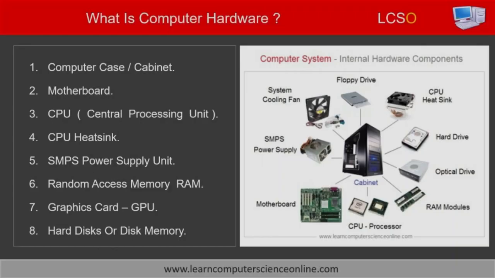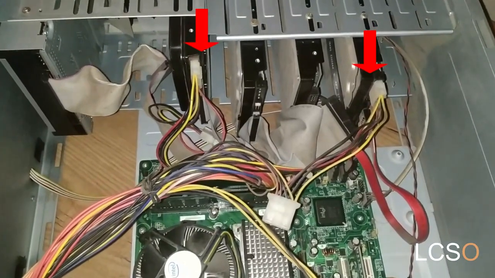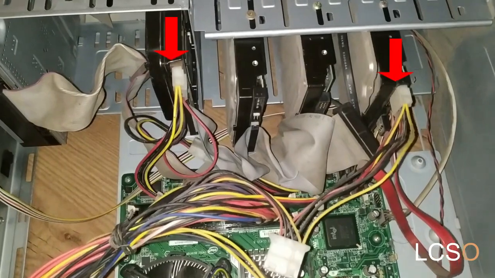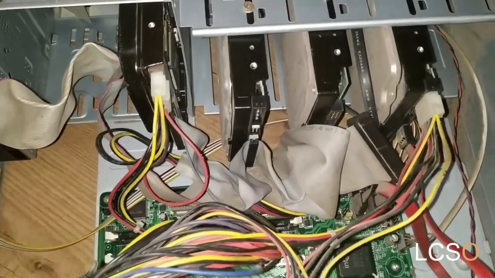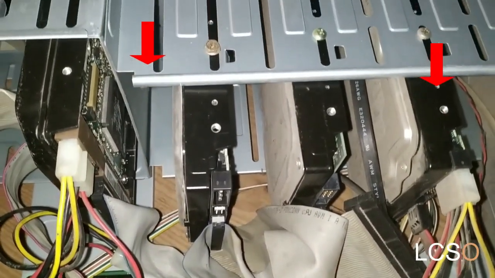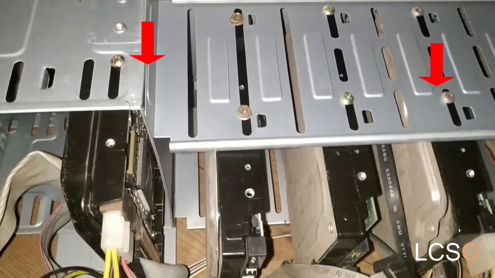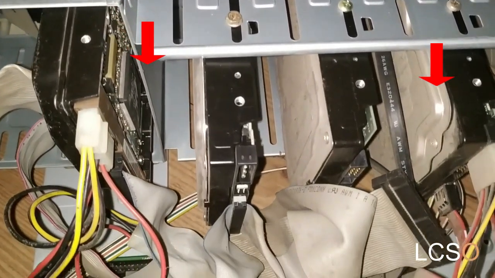Let us move on to the next hardware component on our list, that is secondary memory, called the disk memory or a hard disk. The hard drive or a disk memory is considered as permanent memory. It is also called as secondary memory, and it is managed by the operating system. The hard disk is mounted into specific slots present in the computer case. The computer case provides multiple mechanical slots where a number of hard disks can be installed.